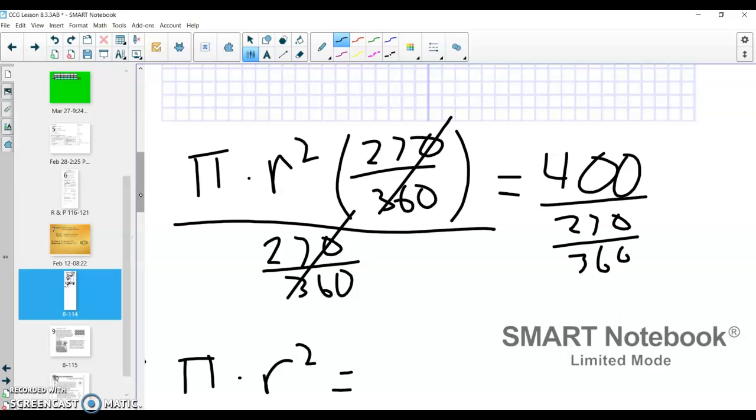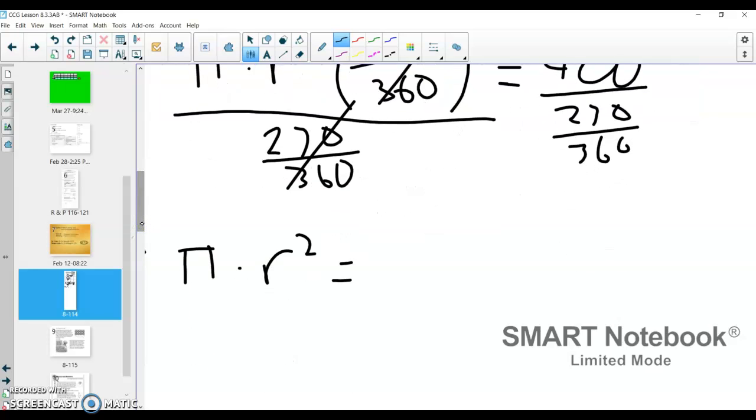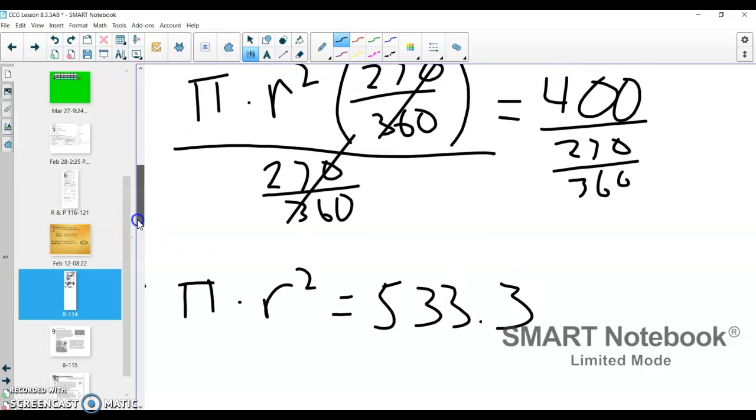So I've got to use my calculator here, and I have 400 divided by, and now I'm going to put this in parentheses, 270 divided by 360. And what that gives me, if I plug it in correctly, is 533.3, and that's still meters squared technically. And now I'm one step closer to finding out what my R has to be.